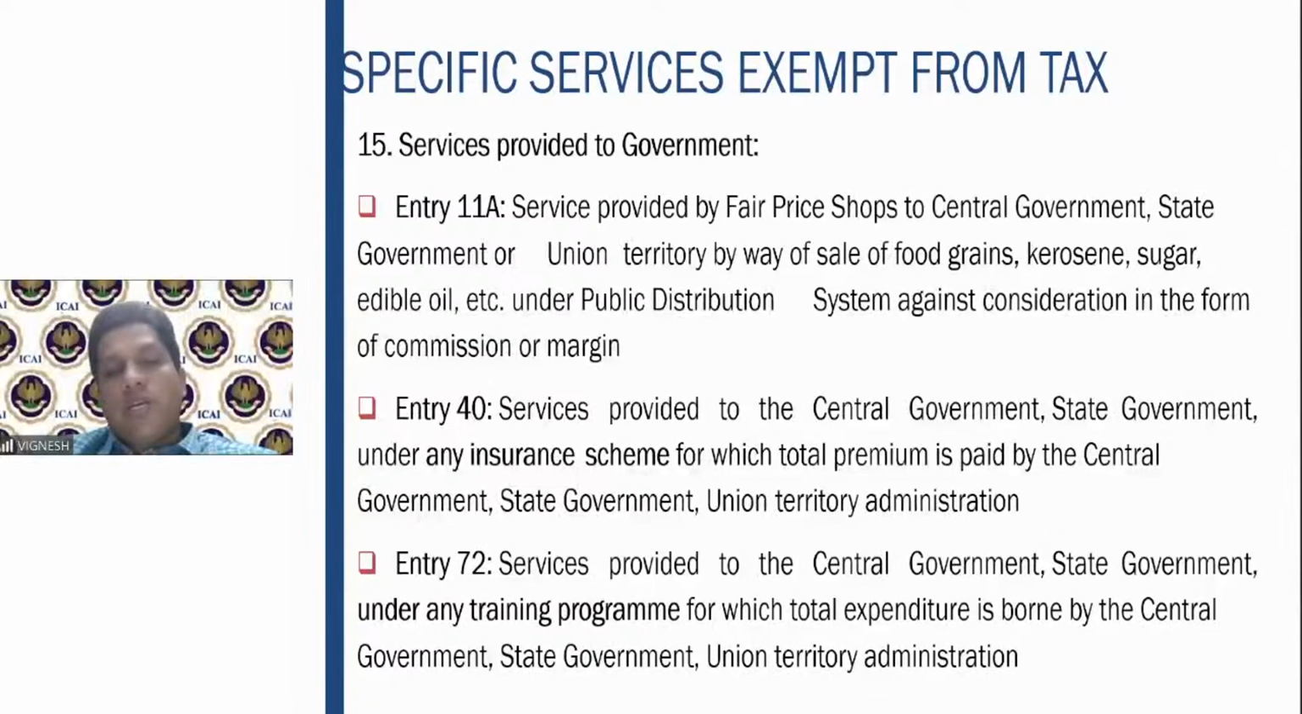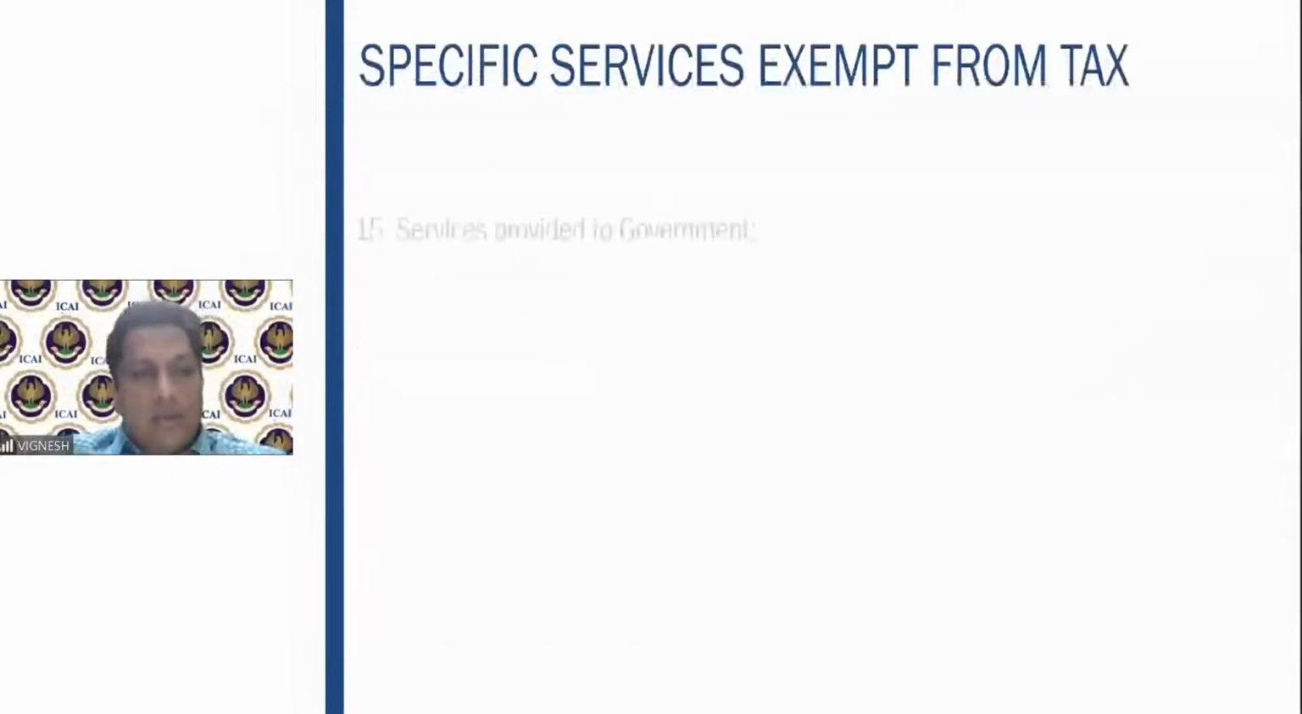Then services provided to the central government or state government under any insurance scheme for which the total premium is paid by the central government, state or union territory administration. Then also entry 72, services provided to the central government or state under any training program for which the total expenditure is borne by them. All these are exempt.